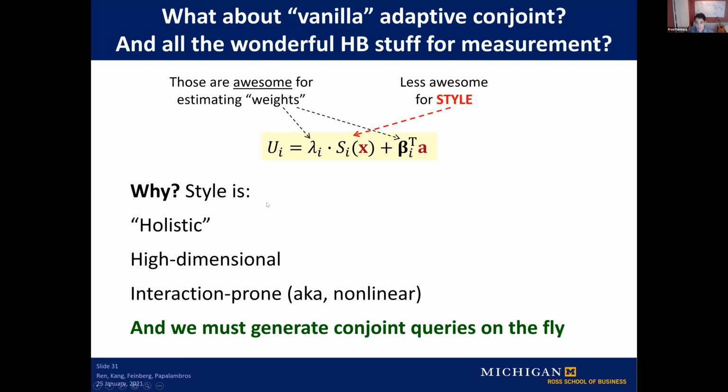And why do we have to do that? Because style is holistic. You don't say, ooh, I really like the displacement of this hood. That's ridiculous. You just want to look at a picture and say, I like this, I don't like that, I can't explain why. It's high dimensional, it's super nonlinear. It could be that when I put 3 things together that you like, you suddenly don't like it anymore. And we need to generate the conjoint queries on the fly. That's the challenge. If I had a supercomputer, I could put in anything I want.